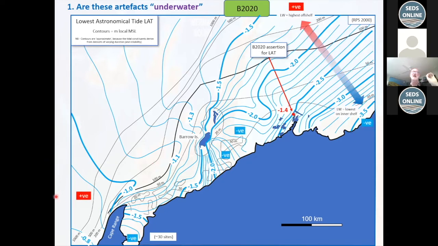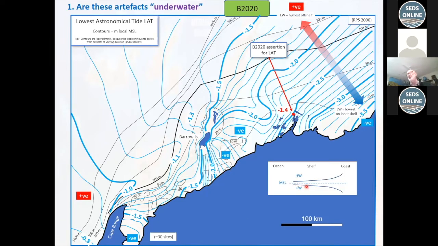Let's just emphasize that the tide approaches from the west, and the low tide gets lower and lower as we come close to the coast. So it looks like this. That's the low water here. Offshore in deep water, the tidal range is very small. The tidal range at the coast is very large, so the low water is very low. So regionally, their argument doesn't stack up.